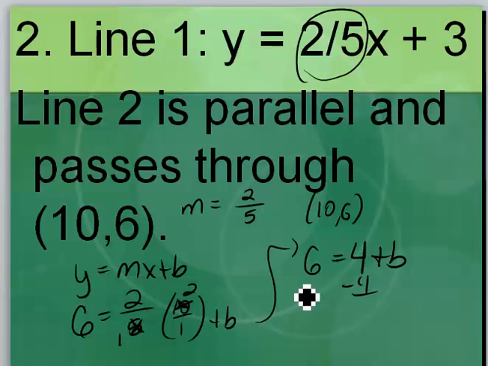To get rid of the 4, we're going to subtract. We get that b, our y-intercept, is 2. So our final answer is y equals 2/5 x plus 2. Just like we did in section 3.6a, writing the equation, you need to know that if it's parallel, you're going to take the slope from the given line and use it along with your given point.